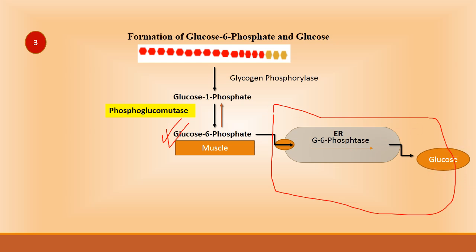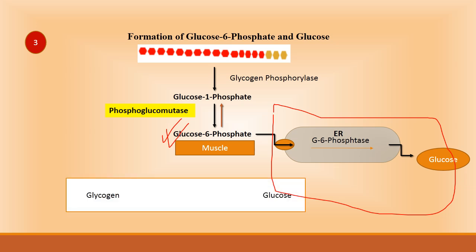So, this part of the reaction will take place only in the case of the liver. But in the case of muscle, the end product will be glucose 6-phosphate. Now, this is the major metabolic fate of glycogen in the liver or in the muscle cytoplasm.